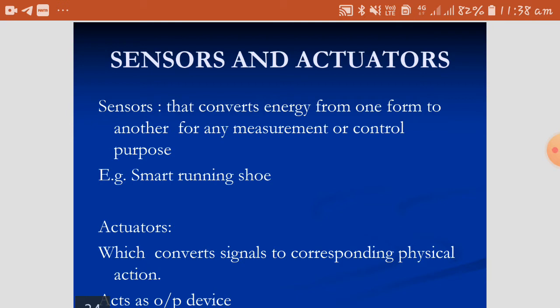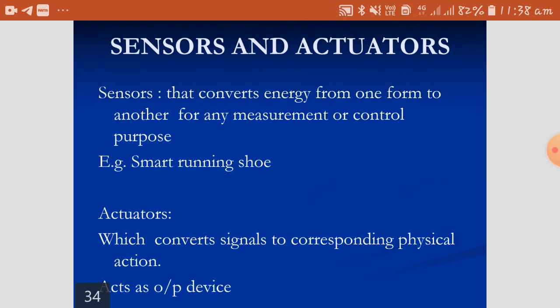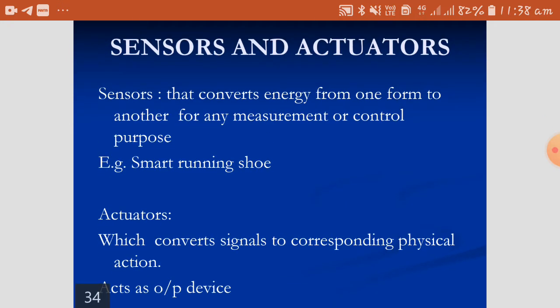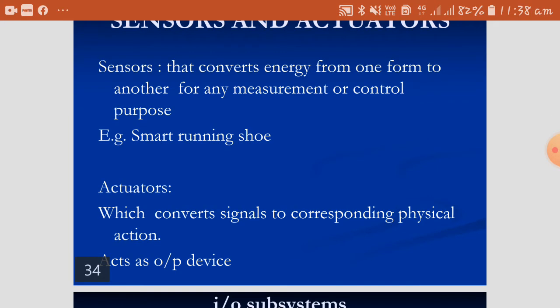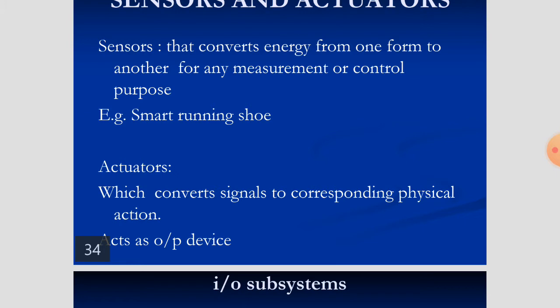This is an important concept in this unit, and here we'll discuss what is meant by sensors first. Next we'll discuss what is meant by actuators, with some examples for sensors and actuators. I already told some concepts regarding sensors and actuators in the last class, in the last video. Sensors convert energy from one form to another for any measurement or control purpose. Actuators relate to the processing core of the embedded system.